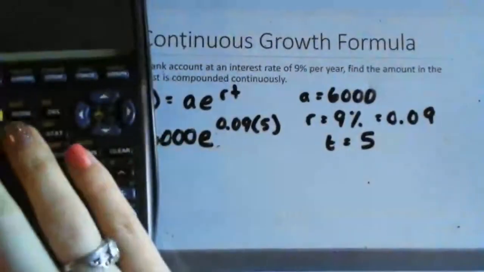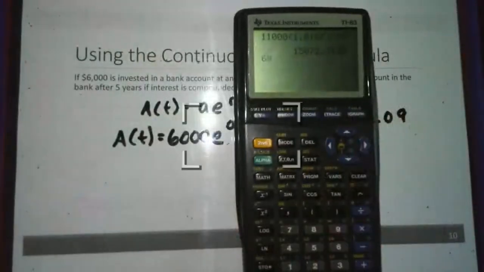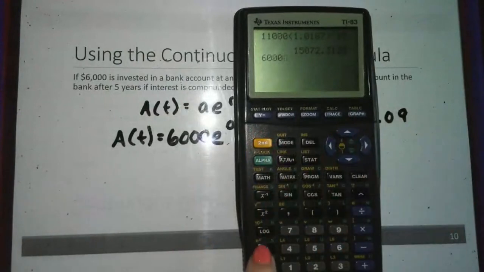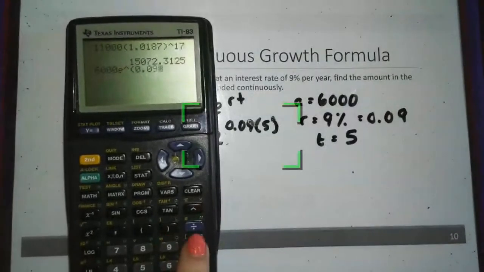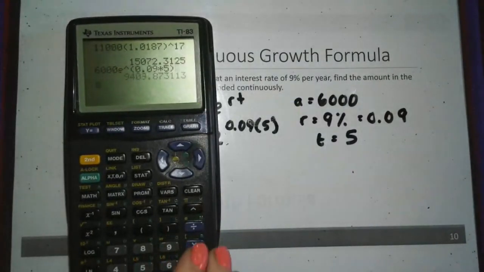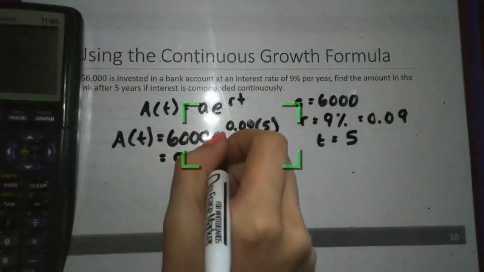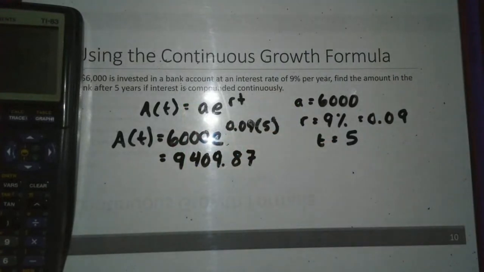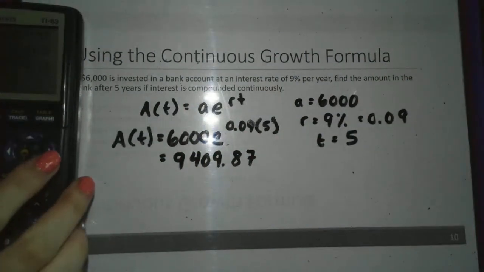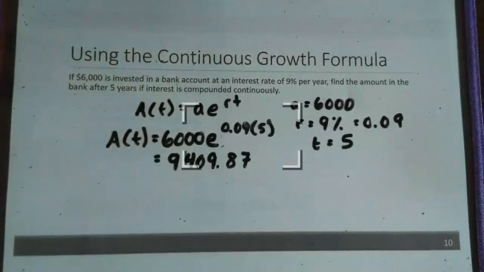So the way I'm going to type this in, we'll zoom out a little bit, is going to be 6,000. Then I'm going to use my second ln to get e raised to the power, and I'm raising it to the power of 0.09 times 5. I'm going to close those parentheses. And I'm getting $9,409.87. This is pretty darn close to what it was when we were compounding daily. It's only like 50 cents more. So the difference between daily and continuously isn't all that great, but there is technically a difference.